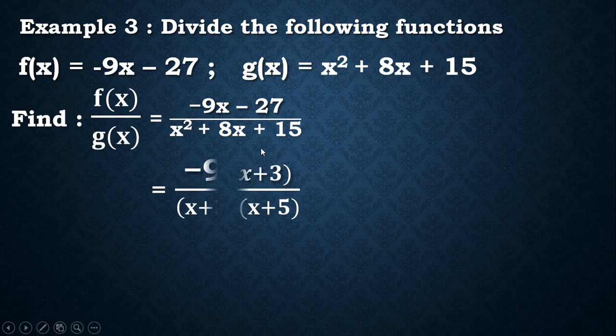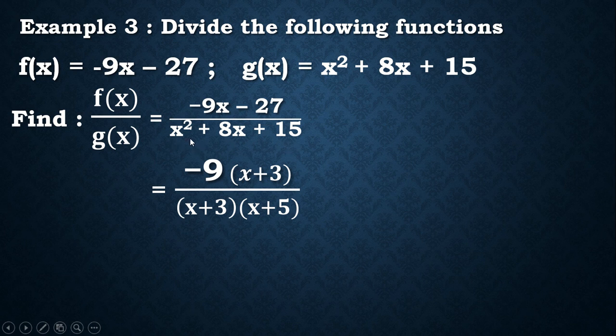And then we have to find the greatest common factor of the numerator, which is negative 9, because both numbers can be divided by negative 9. Negative 9 times x, that is negative 9x. Negative 9 times positive 3, that is negative 27. 9 times 3, 27. Negative times positive, that is negative.